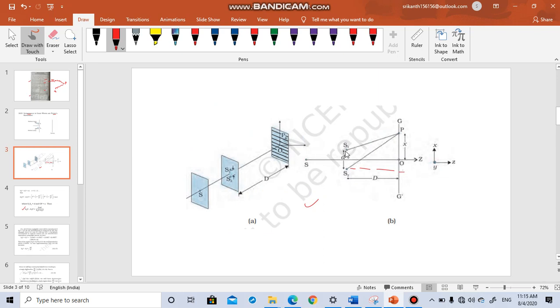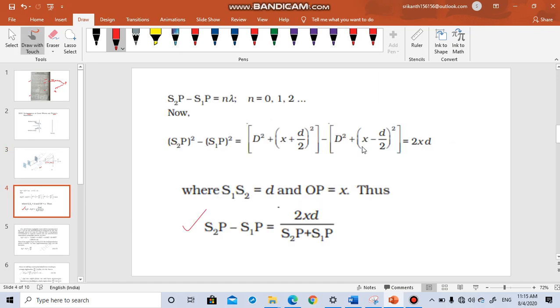And similarly, for S1P whole square, it will be D square plus x minus d by 2 whole square. Okay, so it is (a plus b) whole square minus (a minus b) whole square, which is a square plus b square plus 2ab minus a square minus b square plus 2ab. If you expand this, x plus d by 2 whole square, you need to write in terms of (a plus b) whole square, and finally you will get 2xd.